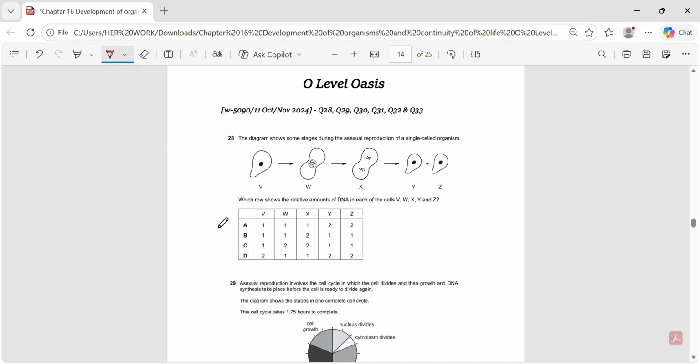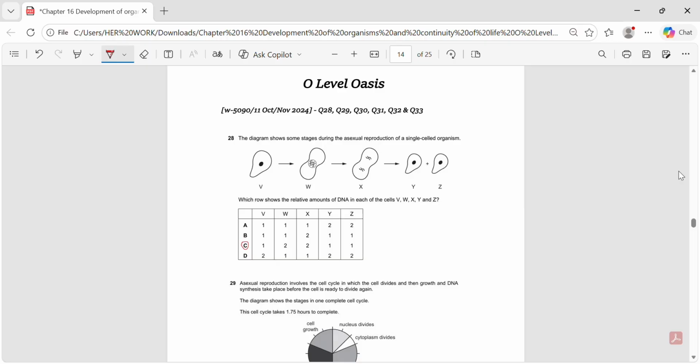After division, in stages Y and Z, the DNA is equally shared between the two new cells, so each one has 1 again. So, the correct answer is C. V contains 1 DNA molecule, while W has 2. X also has 2 DNA molecules, and after nuclear division, 2 new cells, Y and Z, are formed, each with its own separate single nucleus.